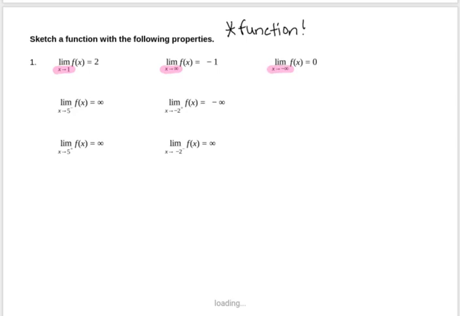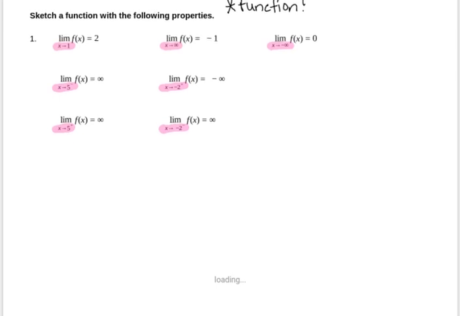The limit of f of x as x approaches 5 from the left is infinity. The limit of f of x as x approaches -2 from the right is infinity. The limit as x approaches 5 from the right is infinity. And the limit of f of x as x approaches -2 from the left is infinity.